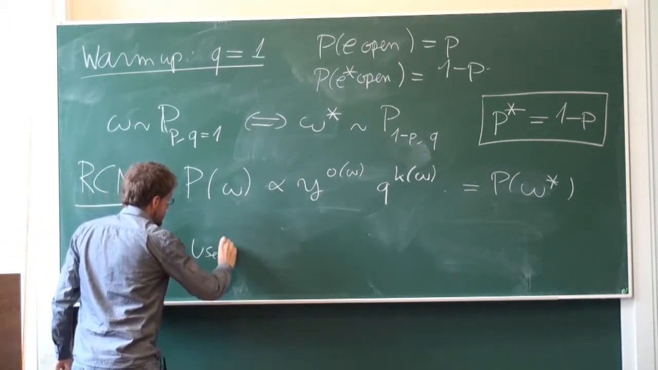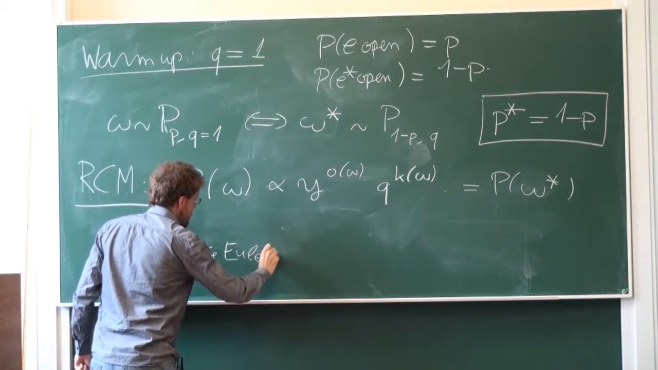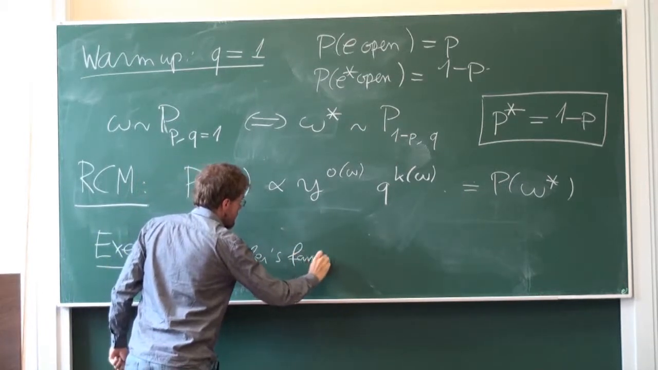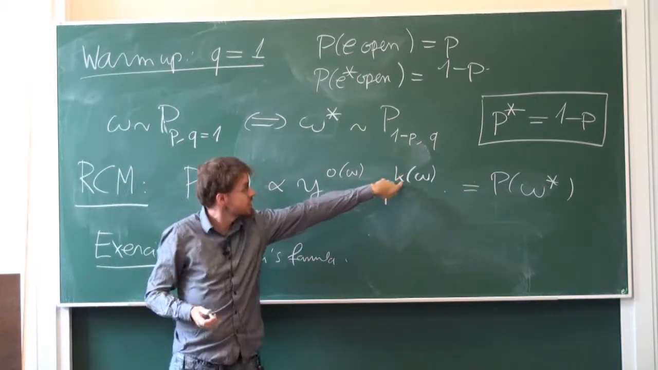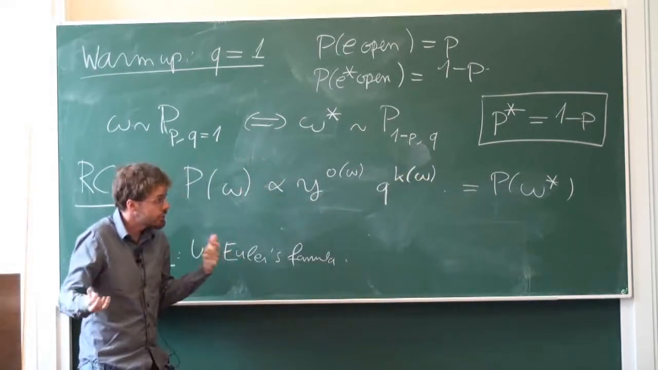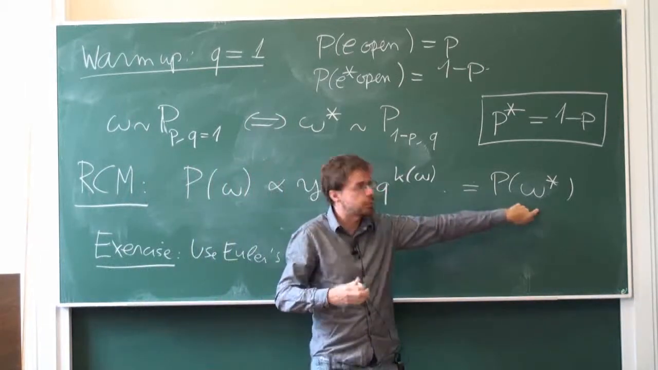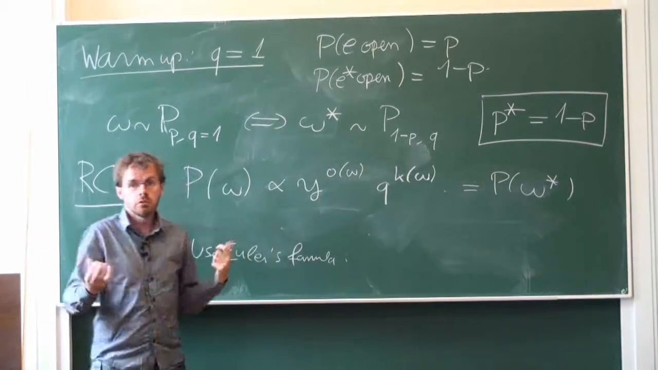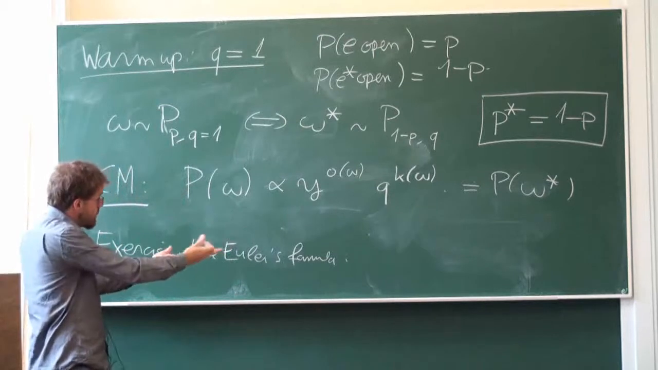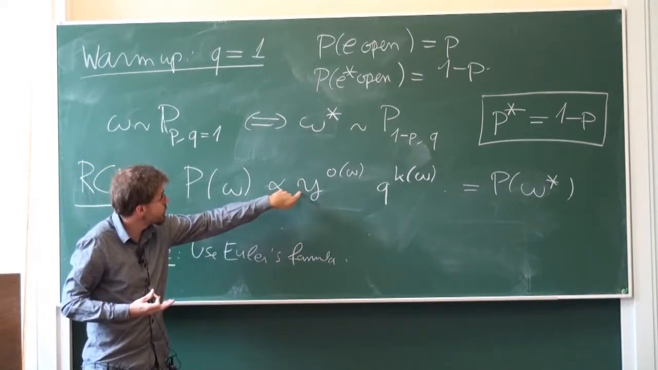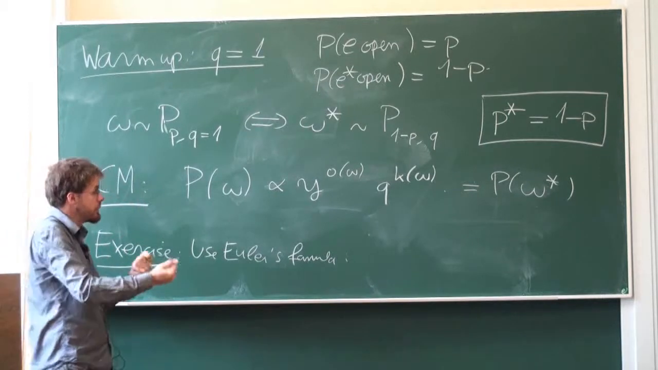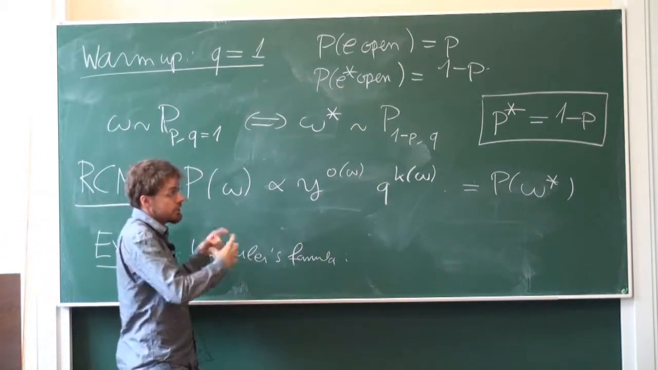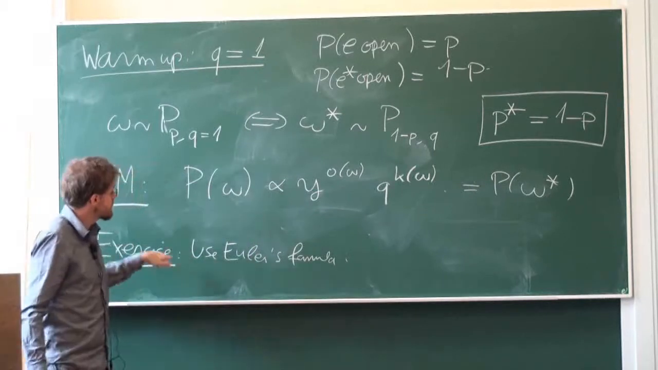So use Euler's formula to write the number of components in omega in terms of the number of components in omega star and the number of open bonds. If you know Euler's formula, you just need to plug in the parameters, and because it's written like y to something, it's not so difficult. It's just a little bit of bookkeeping, but it's a 3-line bookkeeping, so it's a nice exercise to do.